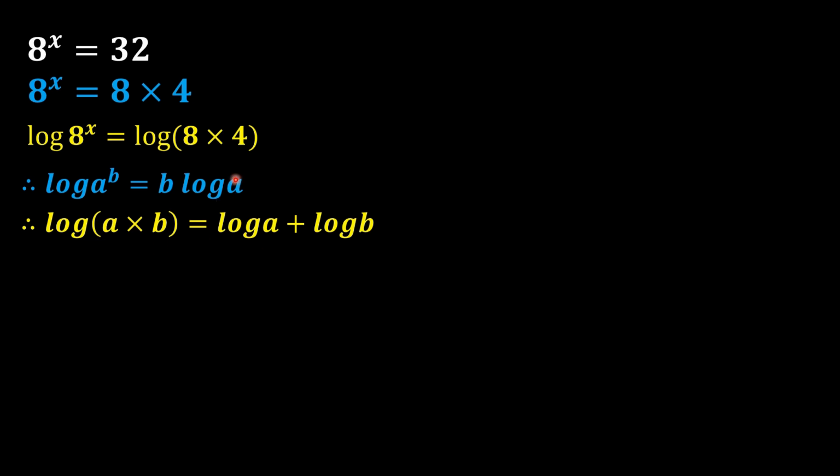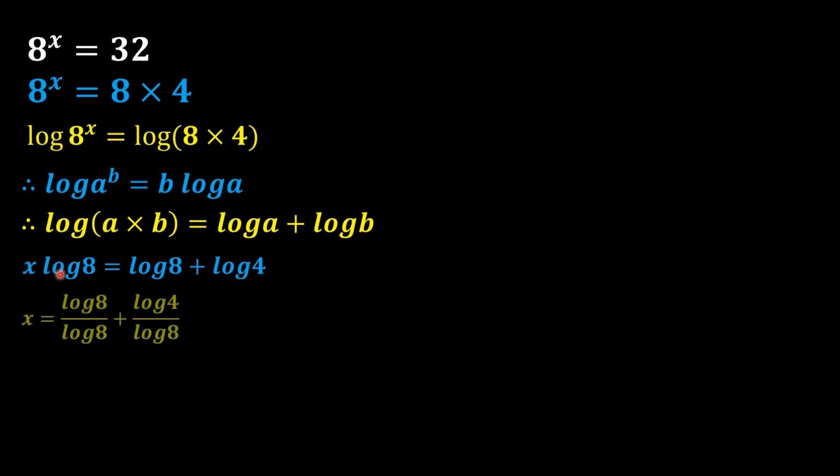So we should apply both properties on this equation. As a result, we should get x log 8, because this x power will go in multiplication. This x will multiply with the value of log 8, and the right side will convert into log 8 plus log 4. Now we should move this log 8 to the other side of the equation. As a result, both of these values will be divided by this log 8, and we should get x is equal to log 8 over log 8 plus log 4 over log 8.